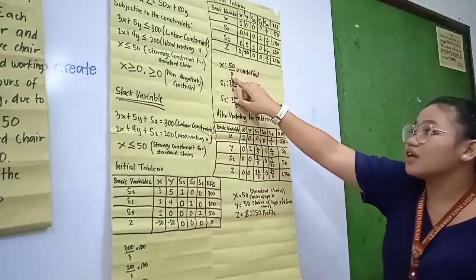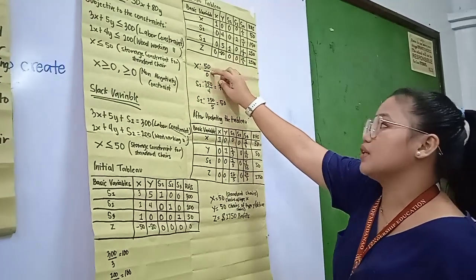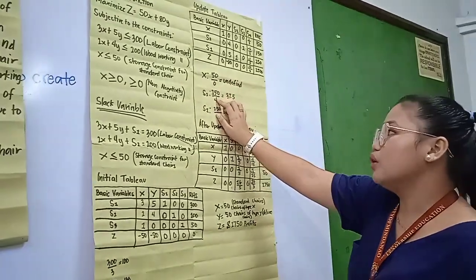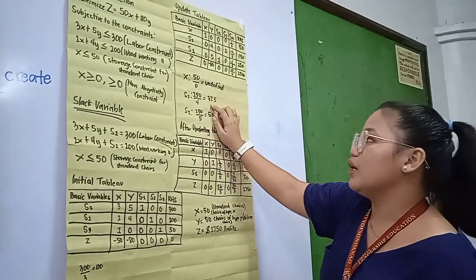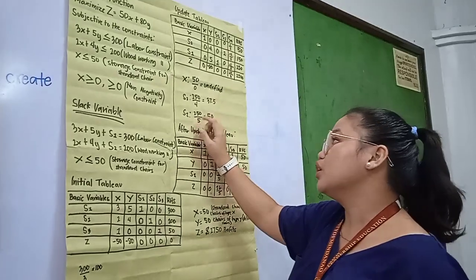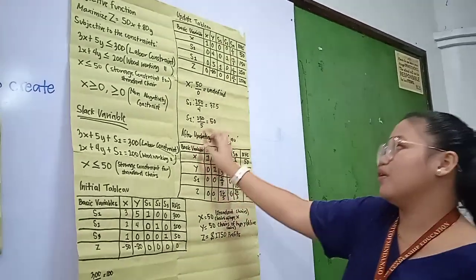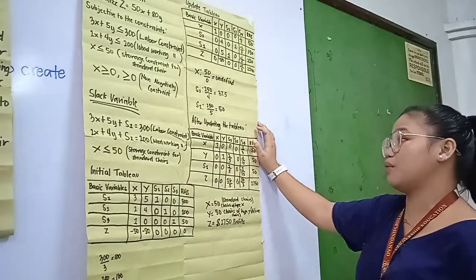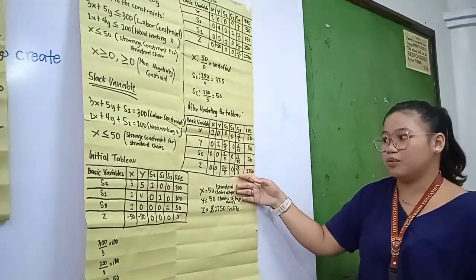So for the ratios: S3, 50 over 0 equals undefined. S2, 150 over 4 equals 37.5. S1, 250 over 5 equals 50. And after updating the tableau, here is the next tableau we got.